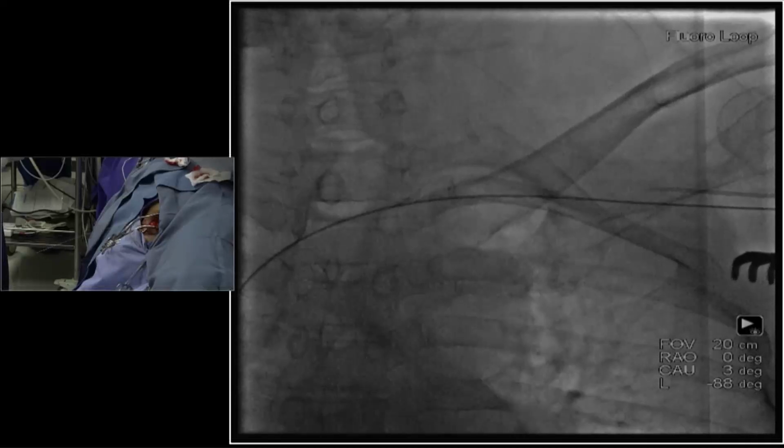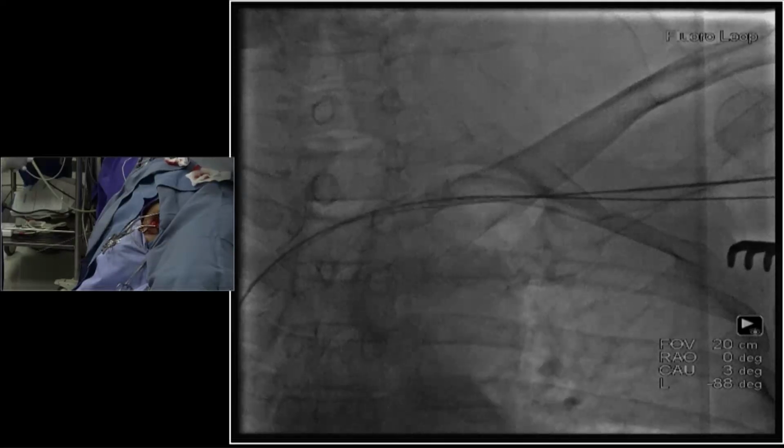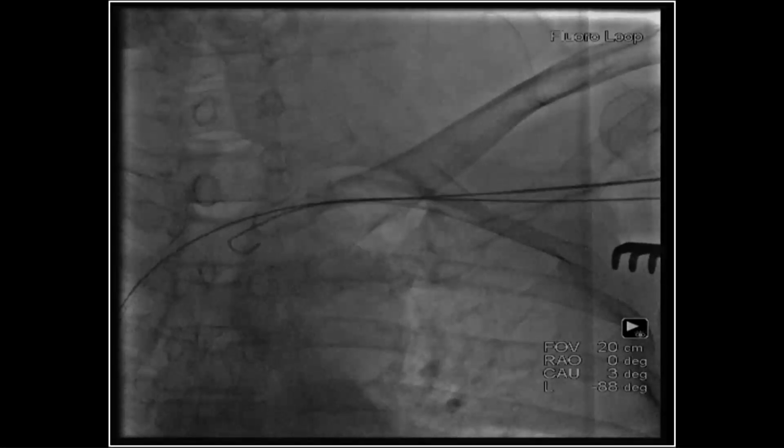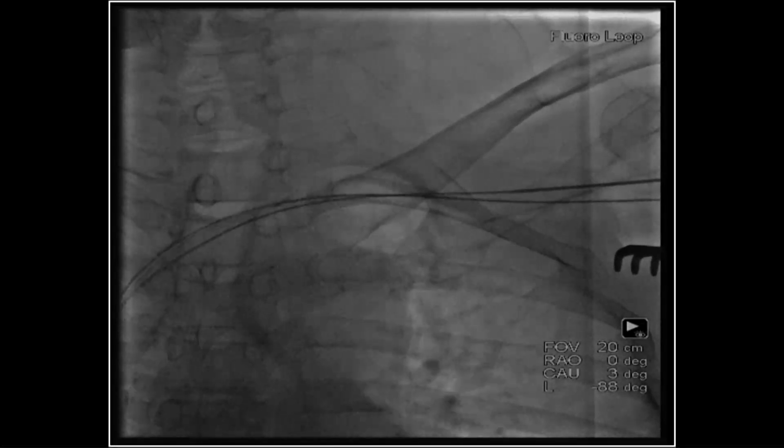So two separate extrathoracic left subclavian venous punctures were obtained, and so now the line is secured. So the venous puncture is there.